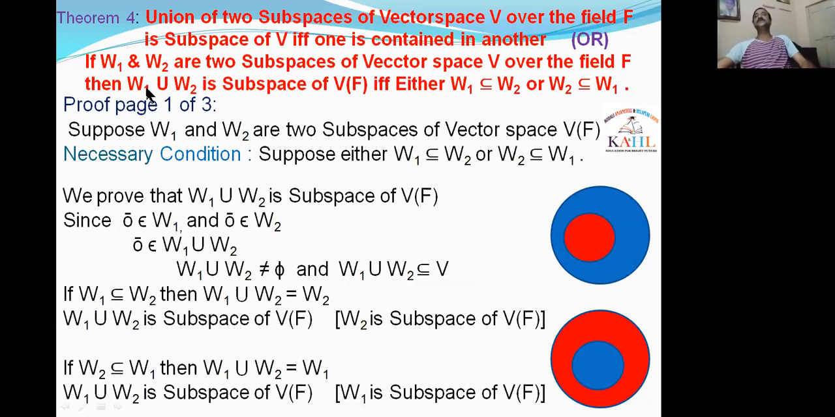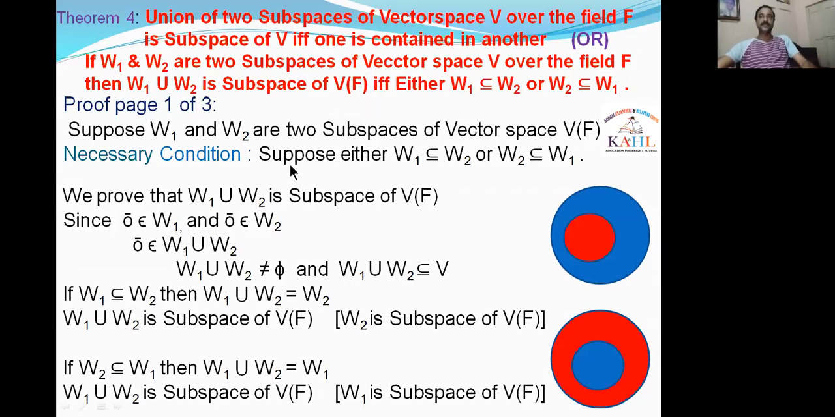The left hand side part is W1 union W2 is a subspace of V, and the right hand side part is either W1 is contained in W2 or W2 is contained in W1. The common portion is that W1 and W2 are two subspaces of vector space V over the field F. This is the common portion to prove the necessary and sufficient conditions. So the theorem is in three parts, that is, in 3 pages. The first page of this theorem proof: first of all, we take W1 and W2 as two subspaces. That is, suppose W1 and W2 are two subspaces of vector space V over the field F.